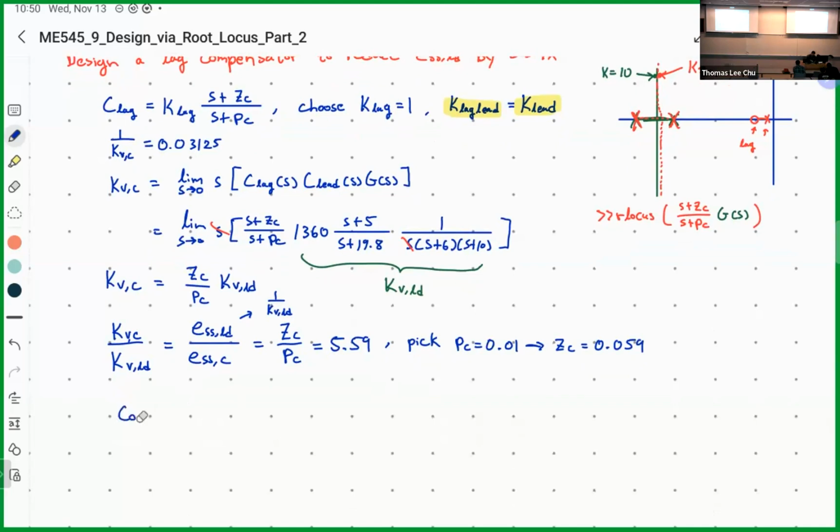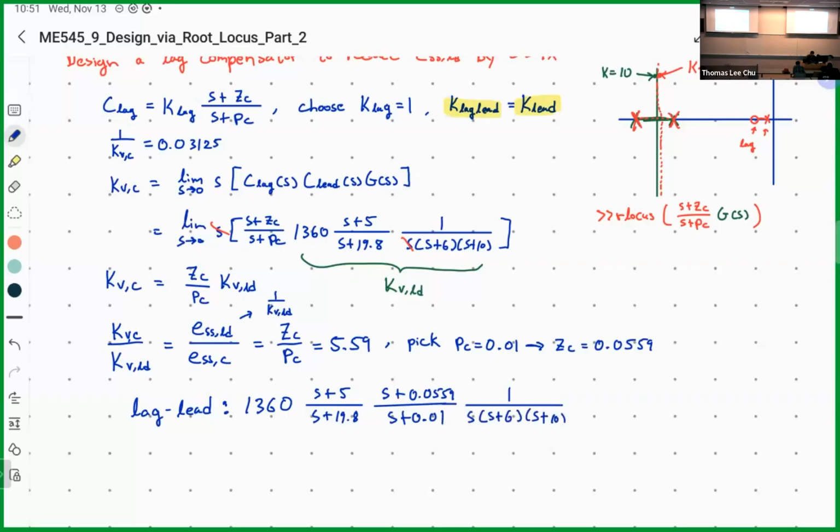So my compensated system, or my lag lead system, is going to be this: 1360 multiplied by my lead controller, S plus 5 divided by S plus 19.8, multiplied by S plus 0.0559 divided by S plus 0.01, multiplied by 1 over S times S plus 6 times S plus 10. This is my final system.